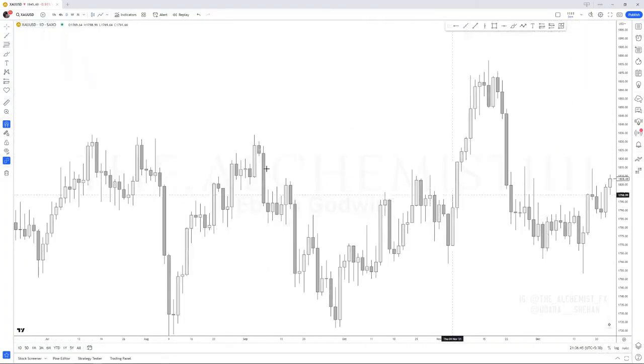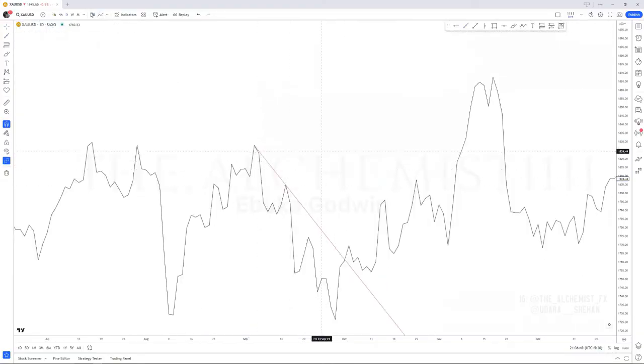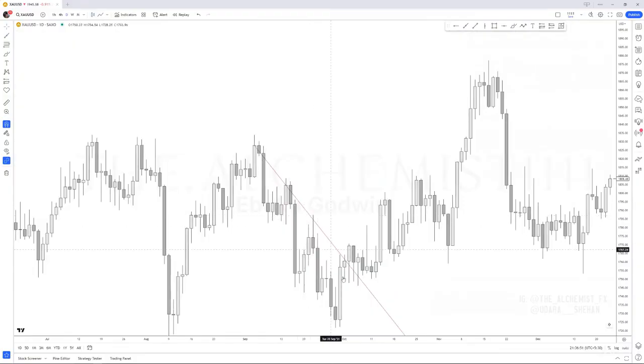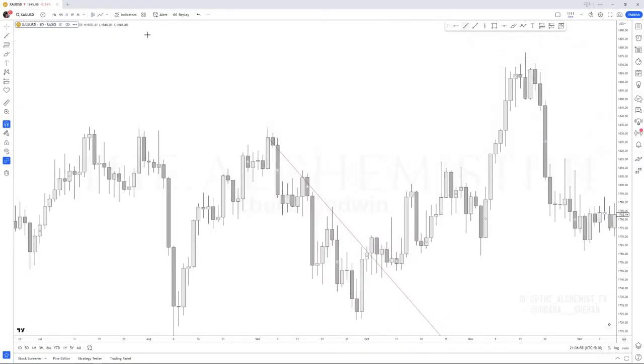Yeah, look at this one. Don't know if I drew it properly. Look at that. In here, it breaks and acts as a support. Of course, you would have got stopped out here because of the drawdown, right? And even in here, we had this trend line. I think it was for this one.